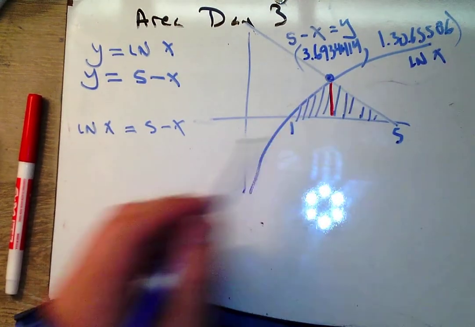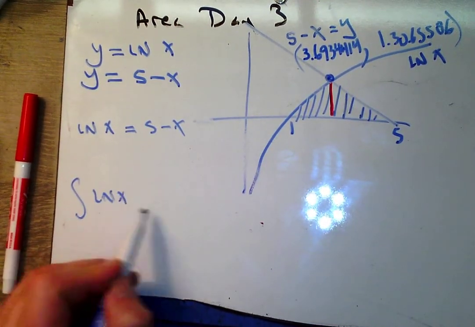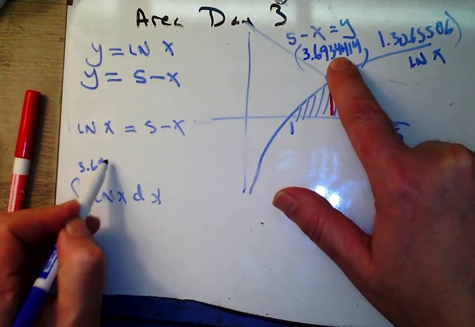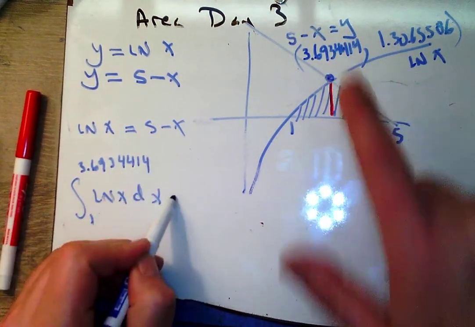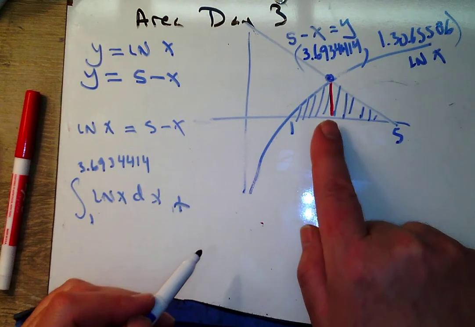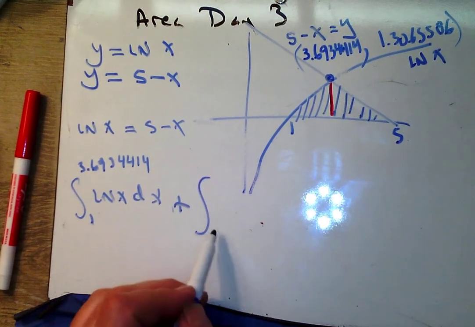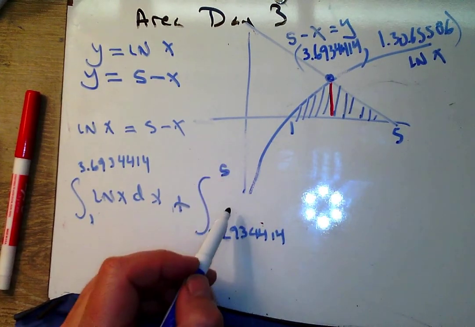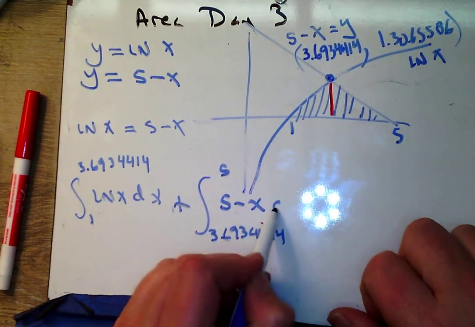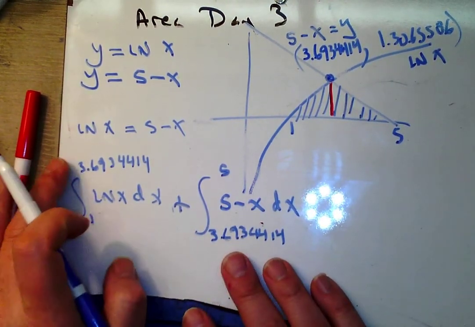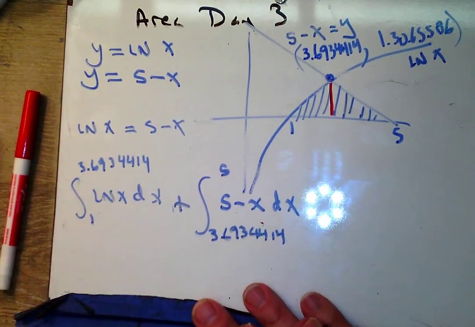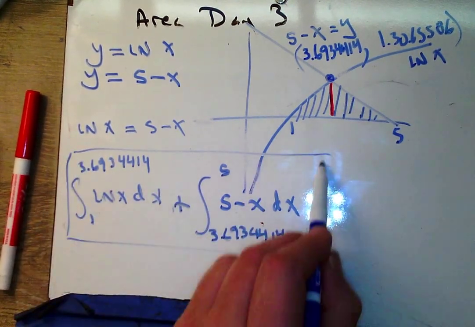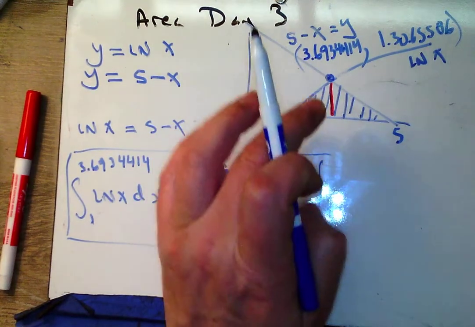Now, some students like to do the integral of ln of x from 1 to 3.6934414. And then they add to that the integral from 3.6934414 to 5, and this time it's 5 minus x dx. And no, I don't think they're going to say find those antiderivatives and then plug these values in. I think this is going to be something you'll be doing with your calculator. Okay, so that's one answer to what's the area there.